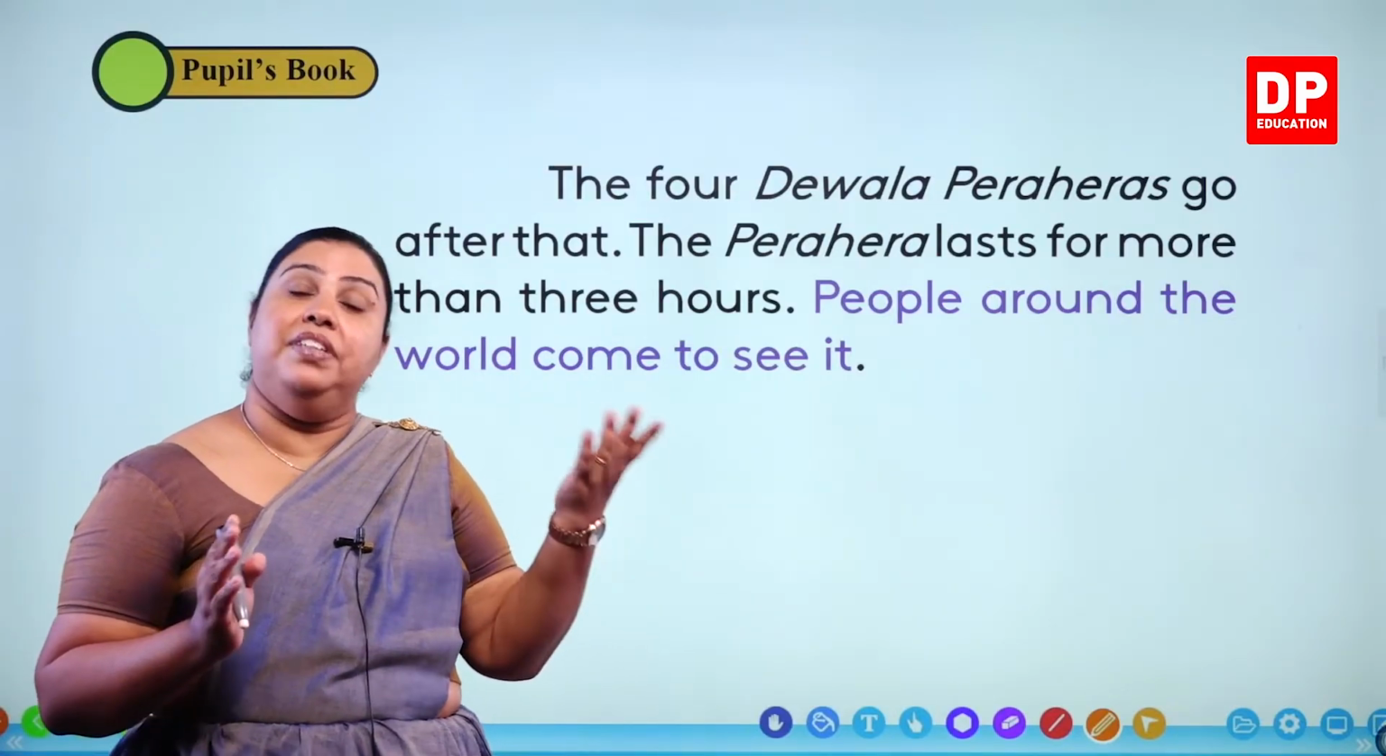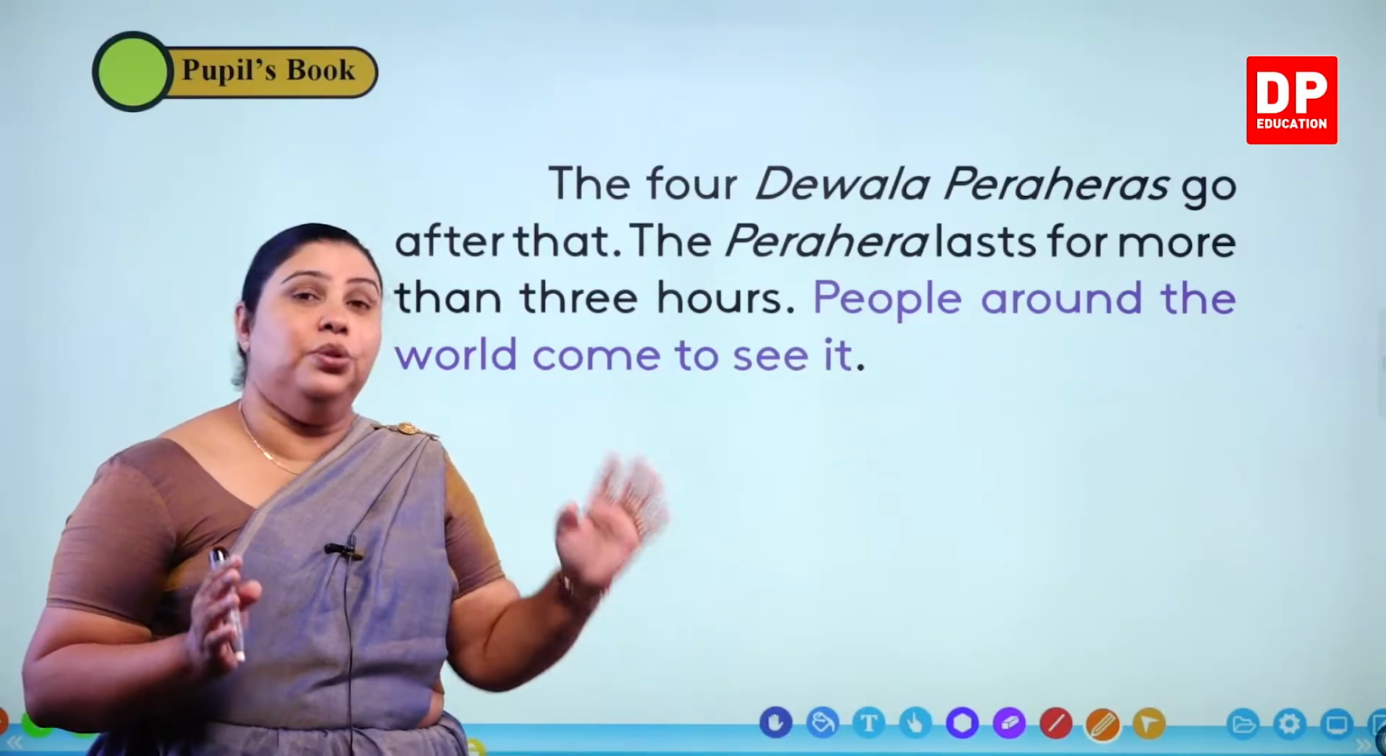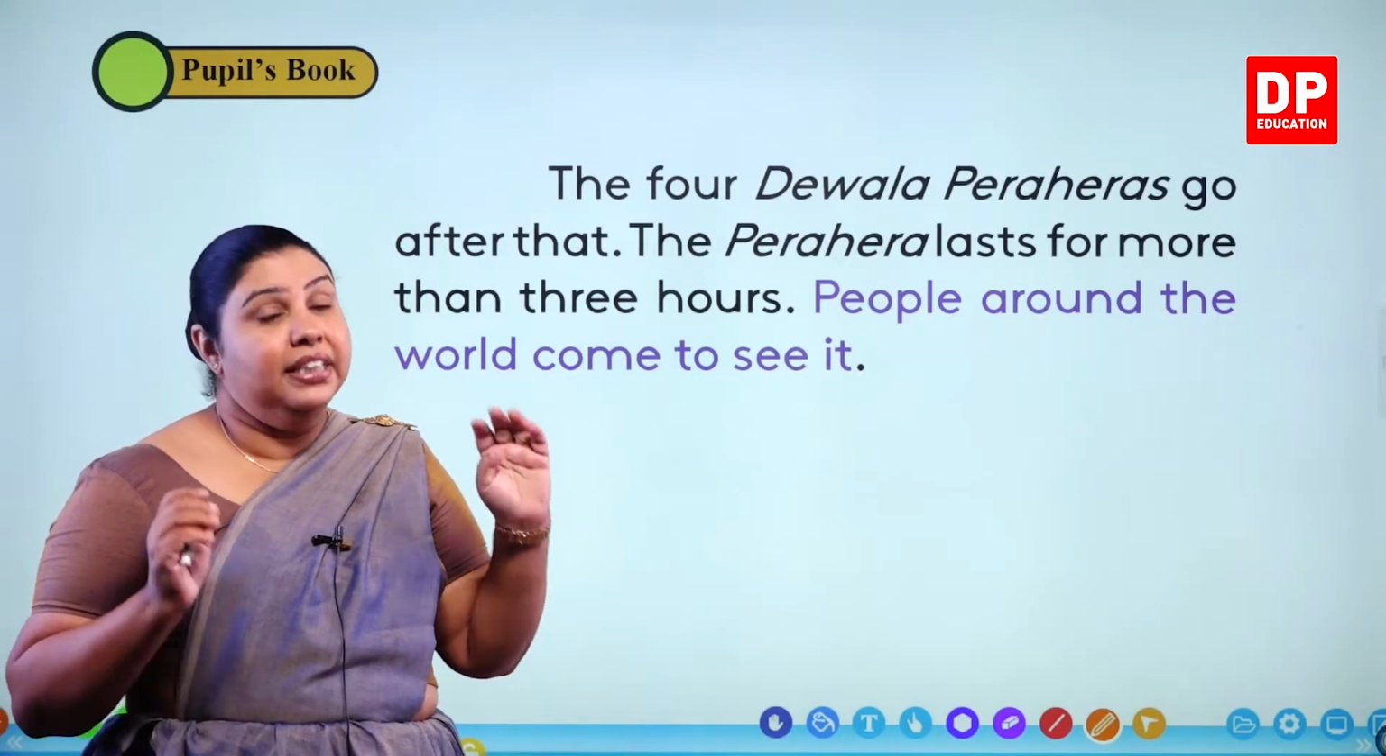Natha Devala, Vishnu Devala, Kataragama Devala and Pattini Devala. Those are the 4 Devalas in the Kandy Perahera.